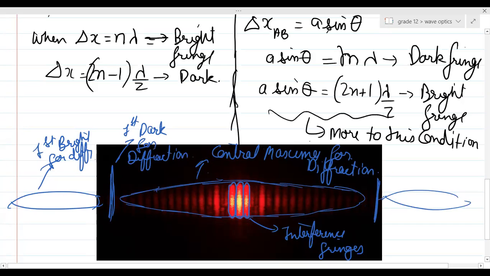Guys, is it clear? समझ में आया? So basically, interference and diffraction phenomena are formed simultaneously, but it depends upon us what we need to study. If we want to study only interference, we'll just focus on these parts. If we want to study diffraction, then we'll focus on the whole thing. Is it clear, guys?